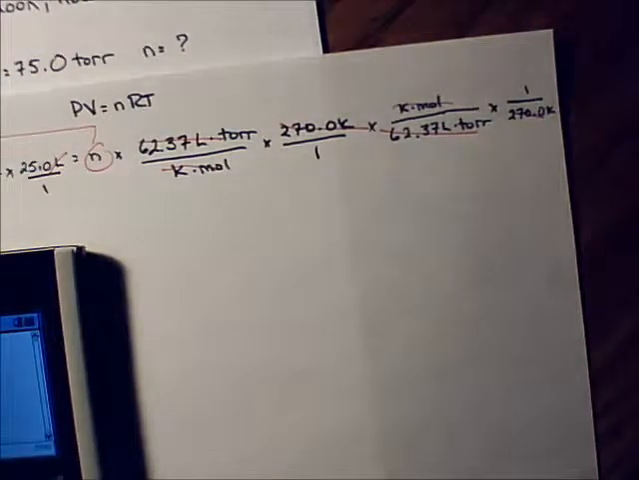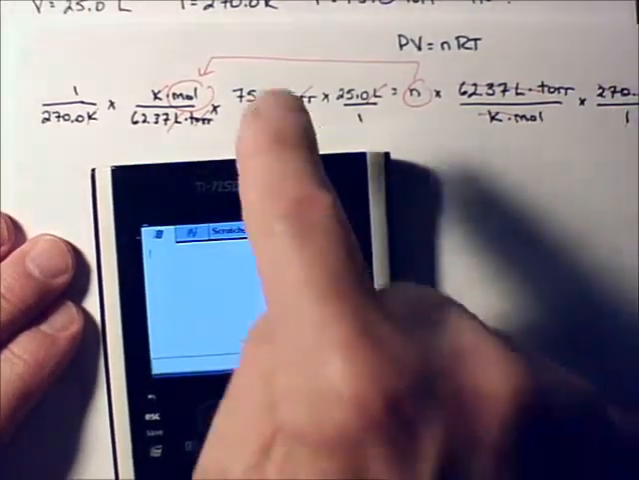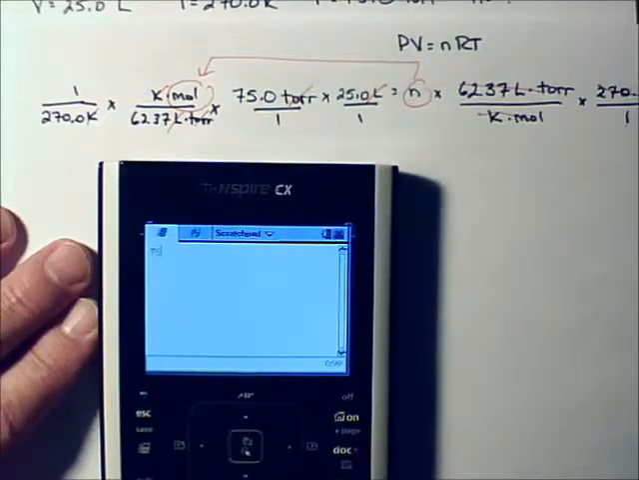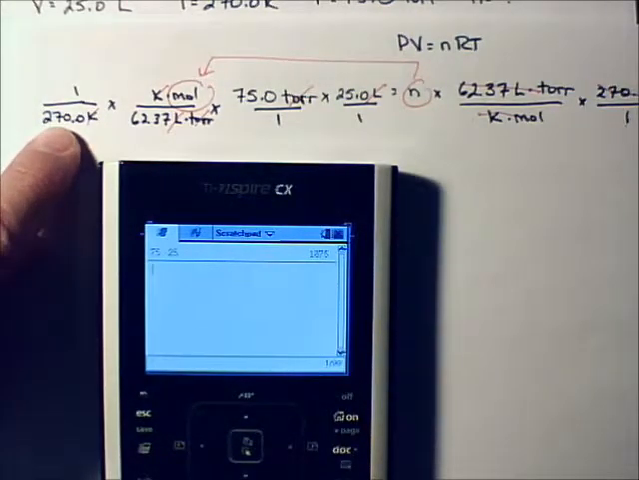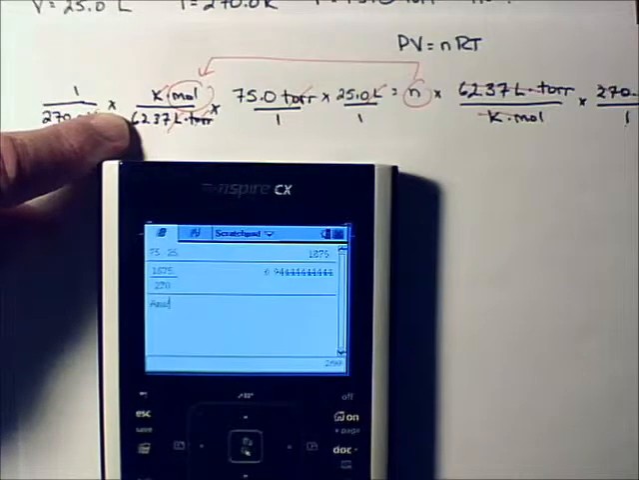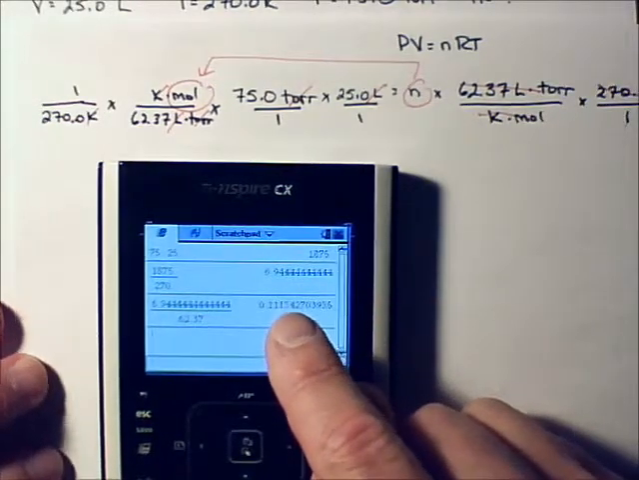I want to cancel all that. Hold on a minute. I'll put it up for you in a minute. All right. 75.0 times 25. Hit enter. Then we're going to divide by this. Enter. Then divide by this. And this is the answer we're looking for.